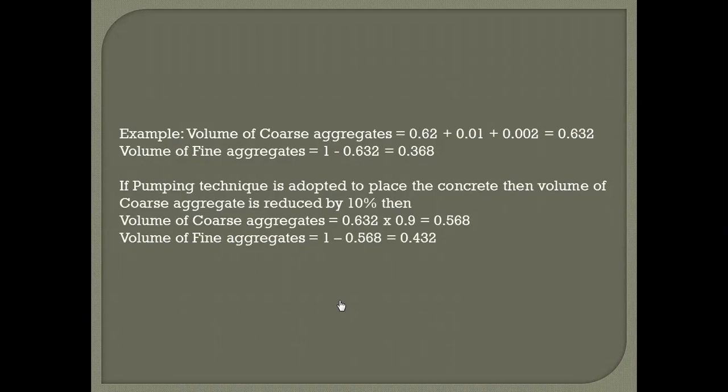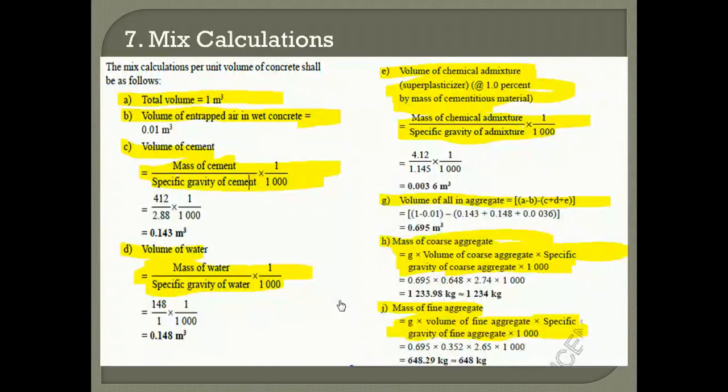So this is how we have to calculate the volume of coarse and fine aggregates. So this is all the mix calculations. Everything is there in the codebook. I have taken it from the codebook itself. Whichever I have highlighted, that is all important. Don't worry about the values, because values will be taken from the mix design itself. But to find the mix calculation, whichever I have highlighted is very important.